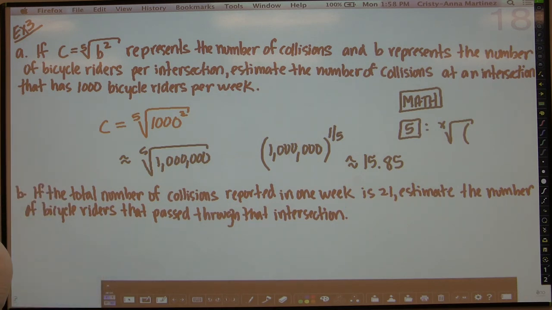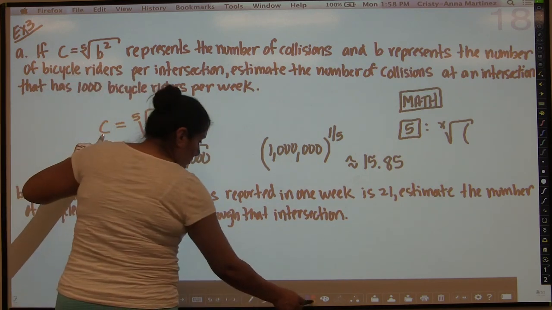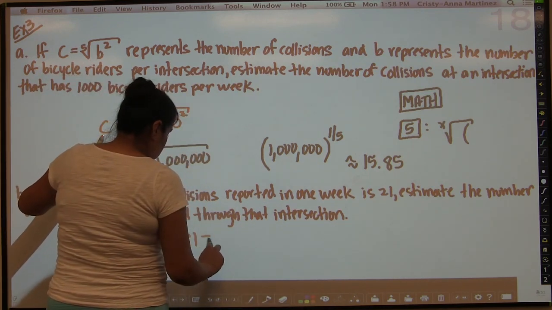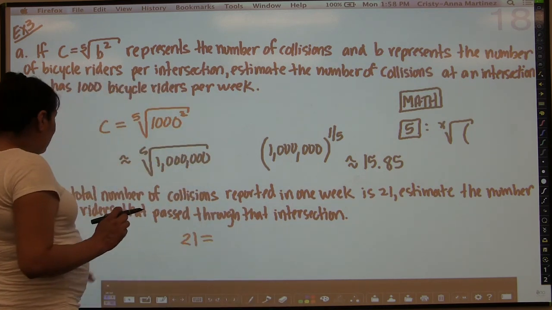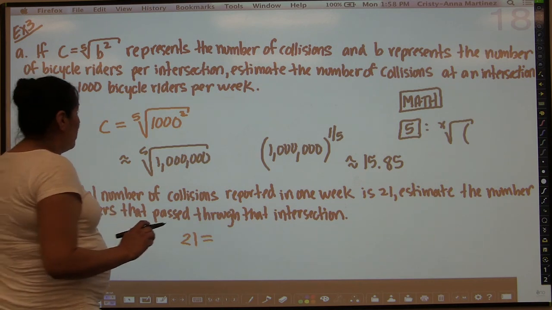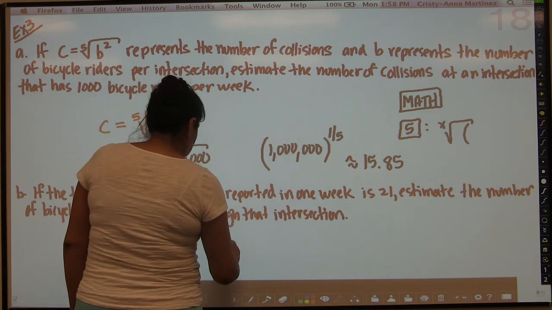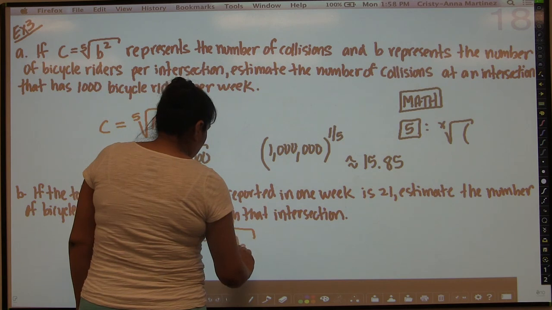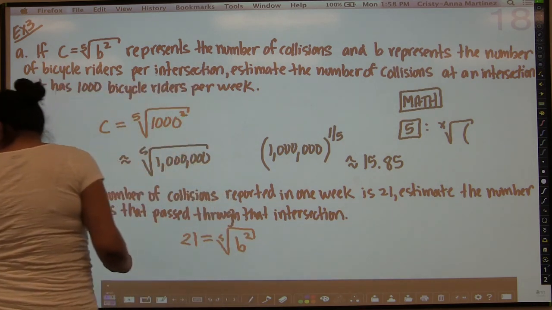So part B, we're going to go backwards this time. If the total number of collisions reported in 1 week is 21, so this time they're telling us that C is 21. Okay? And they want us to estimate the number of bicycle riders. So we're trying to find B. And this is what I was doing earlier. I was getting ahead of myself there.